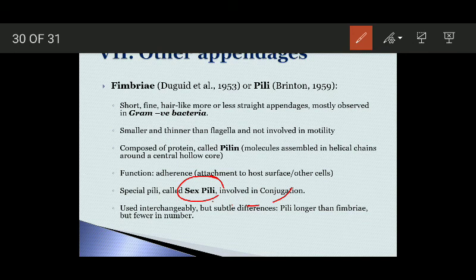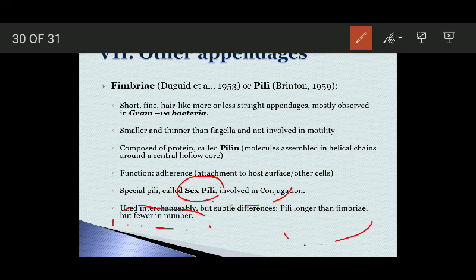Now the terminology about fimbriae and pili, how you can differentiate between these two structures. Usually the terms are used interchangeably, but there are subtle differences between pili and fimbriae. For example, pili are longer than fimbriae but fewer in number. You can easily differentiate between them: while pili are longer than fimbriae, their number is less as compared to fimbriae.